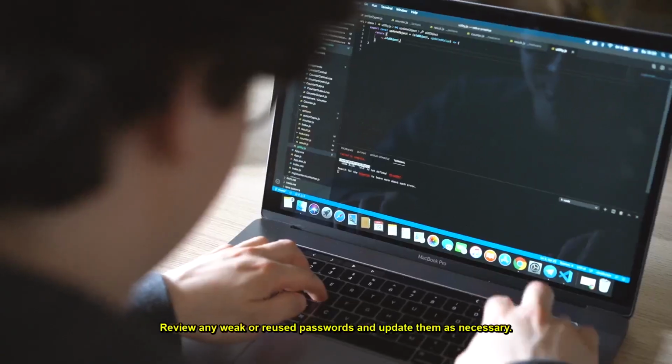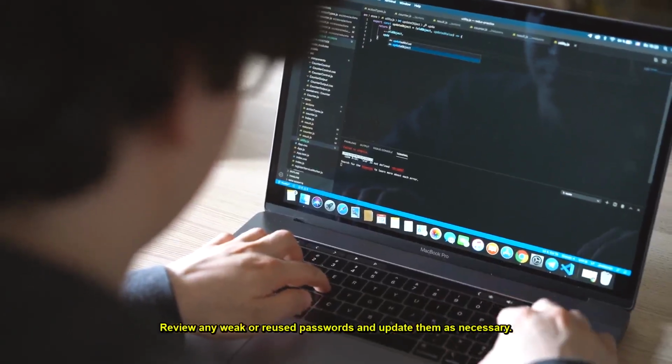Follow the prompts to fix any vulnerabilities detected during the security challenge. Review any weak or reused passwords and update them as necessary. After completing the security checks, ensure your MFA settings are saved and active.